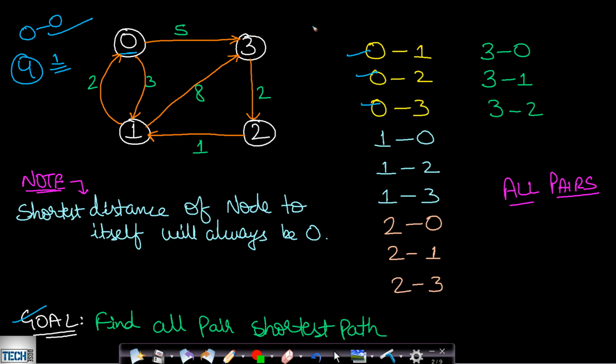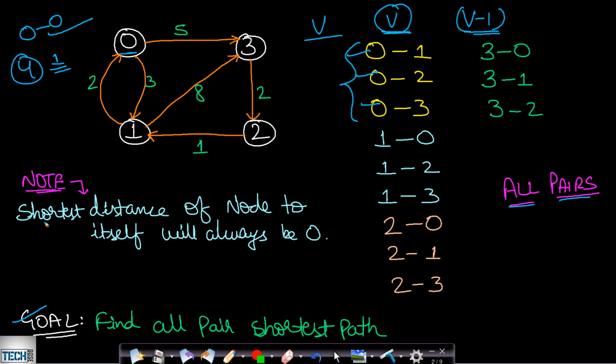So for a graph having v vertices, each and every vertex will have v options, including itself. If we exclude the self loops, then we will have v minus 1 pairs for each vertex. So these are all the pairs for the given graph.